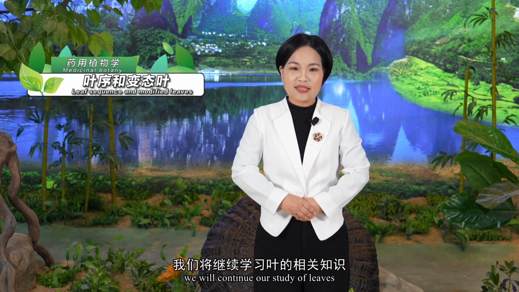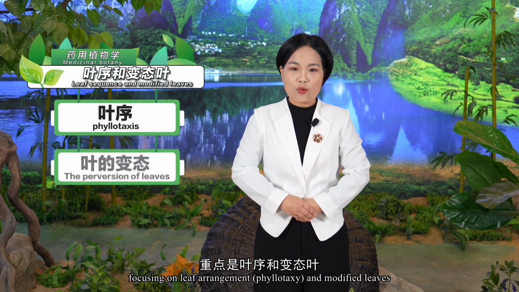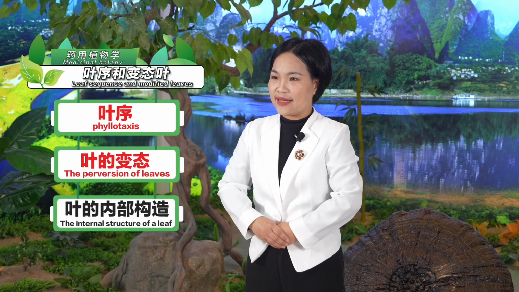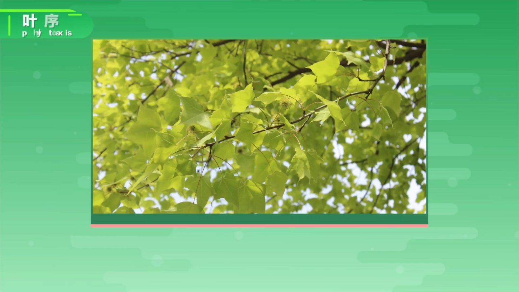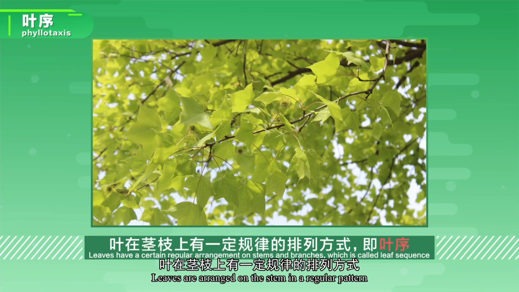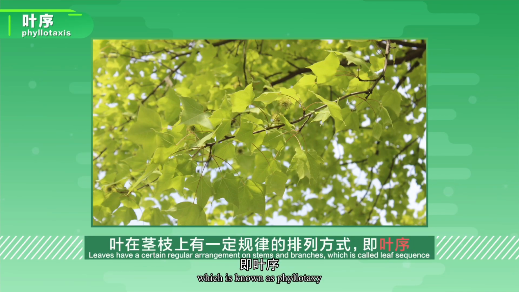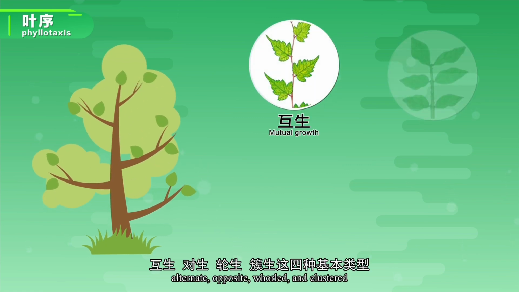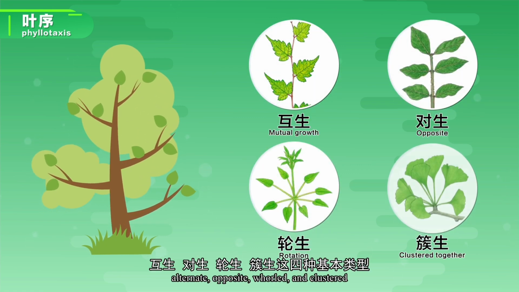Today, we will continue our study of leaves, focusing on leaf arrangement, phyllotaxy, and modified leaves. Leaves are arranged on the stem in a regular pattern, which is known as phyllotaxy. There are four main types of phyllotaxy: alternate, opposite, whorled, and clustered.